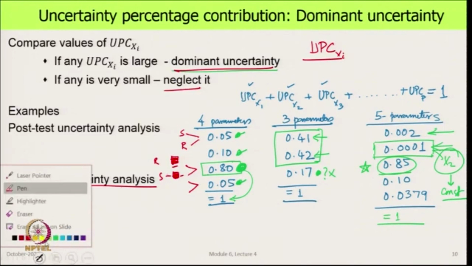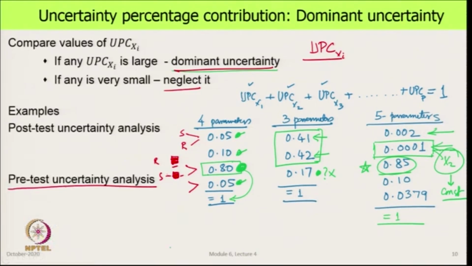What is happening in the pre-test uncertainty analysis is that we do not have measurements. So, we do not have the random uncertainties, the SXIs are not there. We can work with BXIs and get these from some other source or make a good estimate of that.